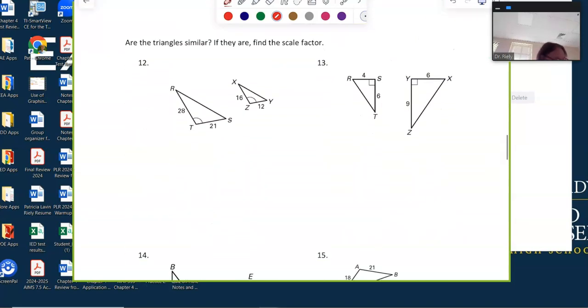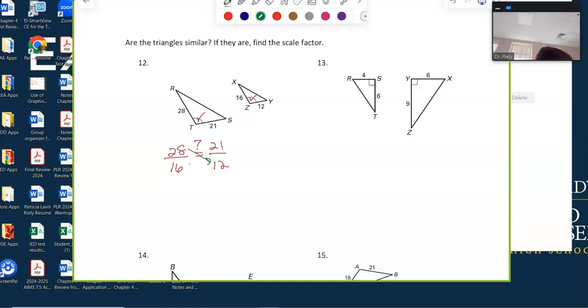Okay, now we come here. Are these triangles similar? And if they are, find the scale factor. Okay, so far they have the same angles, so let's go big on the left over big on the right. Does that equal small on the left over small on the right? Let's see what we want to do here. I just went ahead and I checked the cross products.